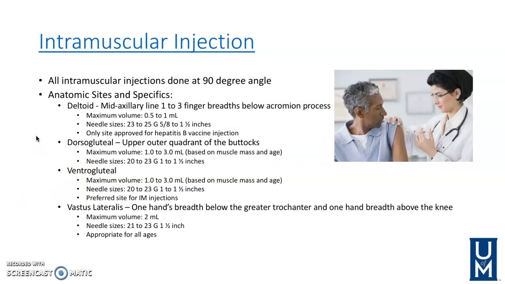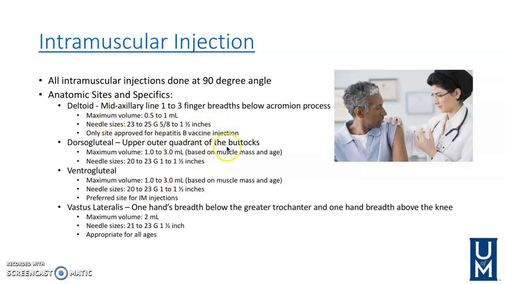The first is the deltoid, which you can actually see here in the picture. This is the mid-axillary line, 1 to 3 finger breadths below the acromion process. So the acromion process is the bony most prominence on your shoulder here, and 1 to 3 finger widths below that is where that deltoid muscle lives. The most amount of medicine we can give into this muscle is 1 mL. So depending on these 4 sites, it depends on how much medicine we can actually administer in those areas.